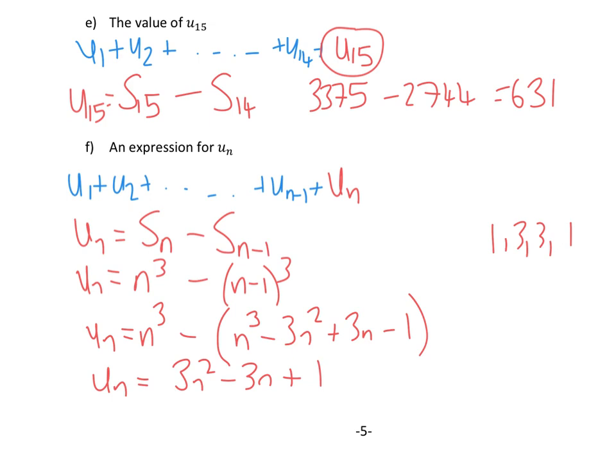So that's my nth term for that sequence. And if I sub in 15, just to check, I should get 631. And I do. So that nth term does work. So again, that's a nice little trick, this formula here. If I want the nth term of a sequence and I have the Sn formula, I just do Sn take away Sn minus 1. So just like we did for U15, I did S15 take away S14.